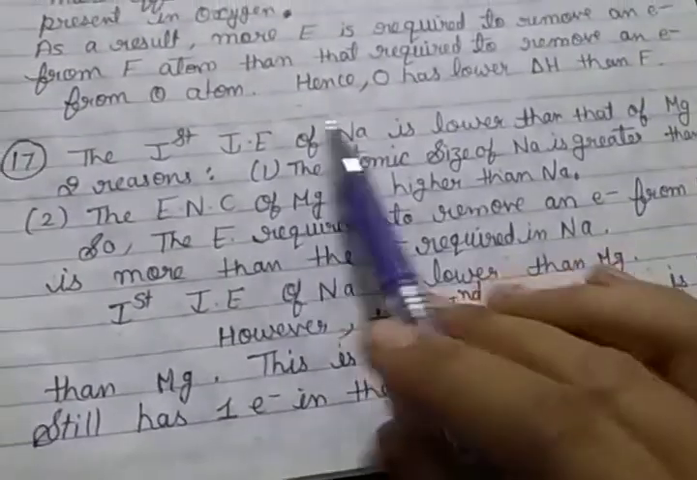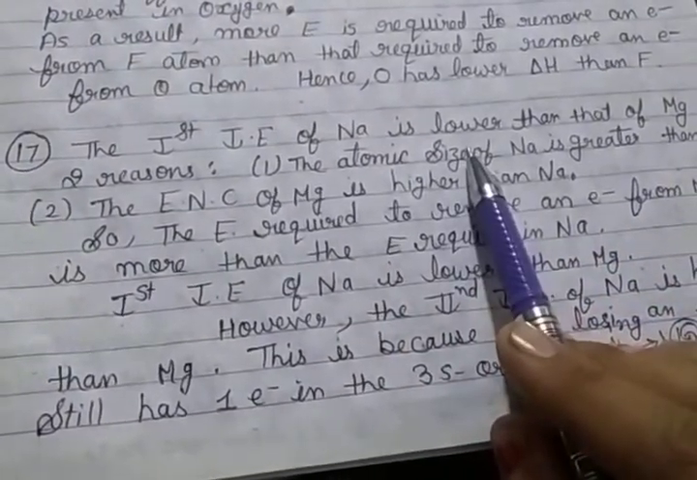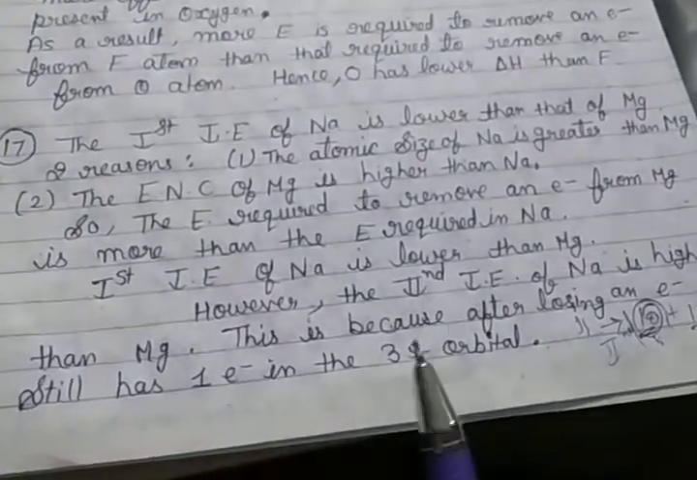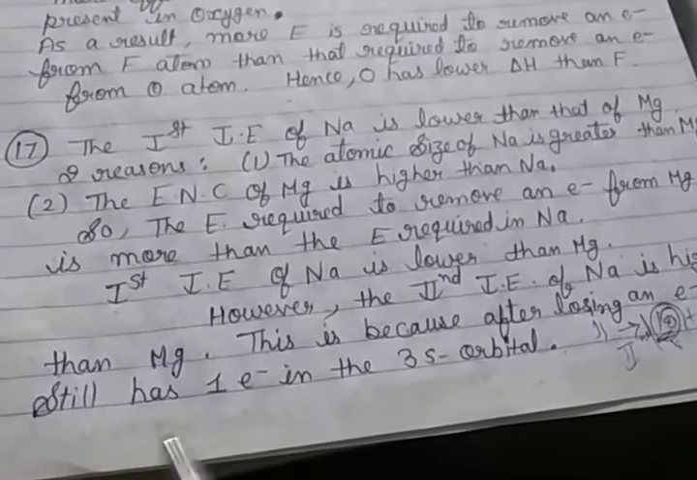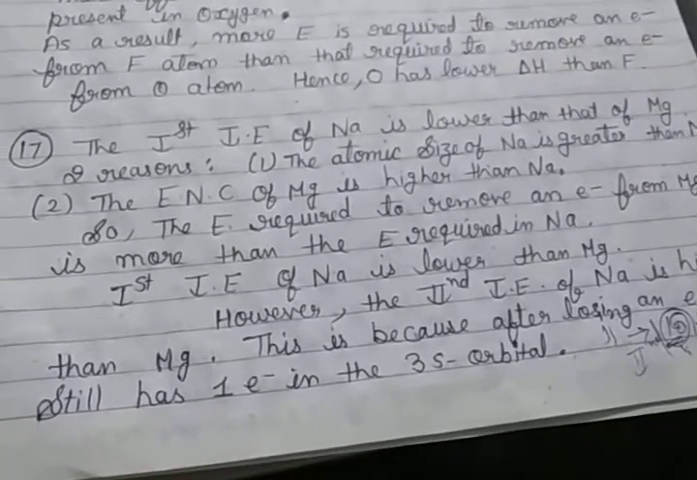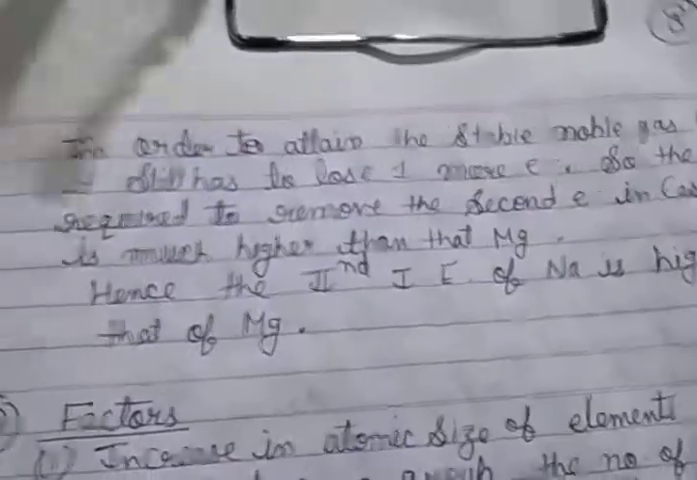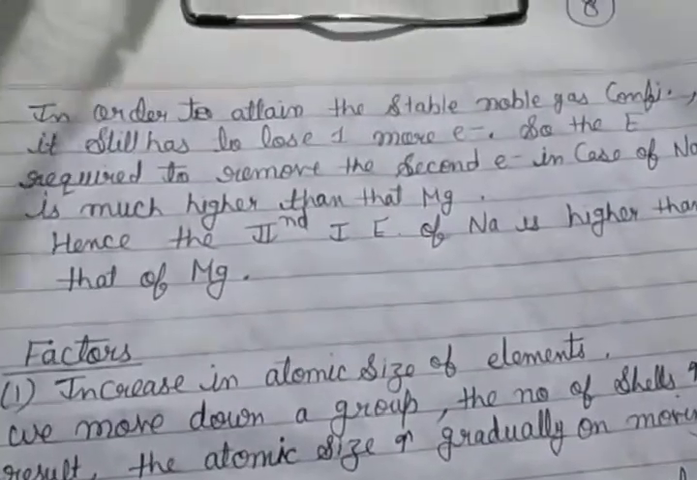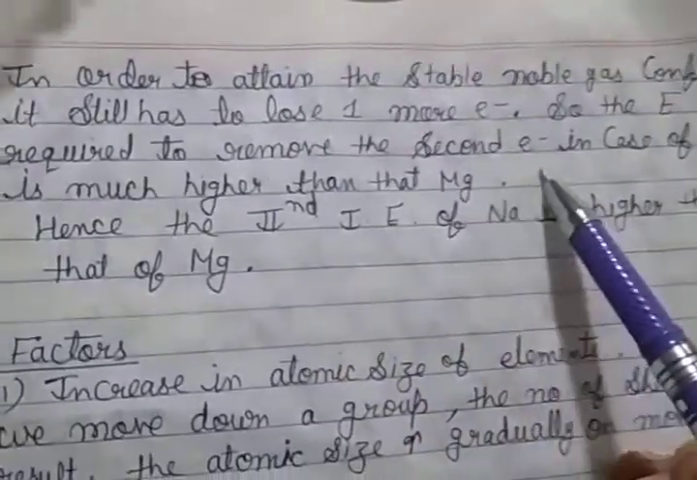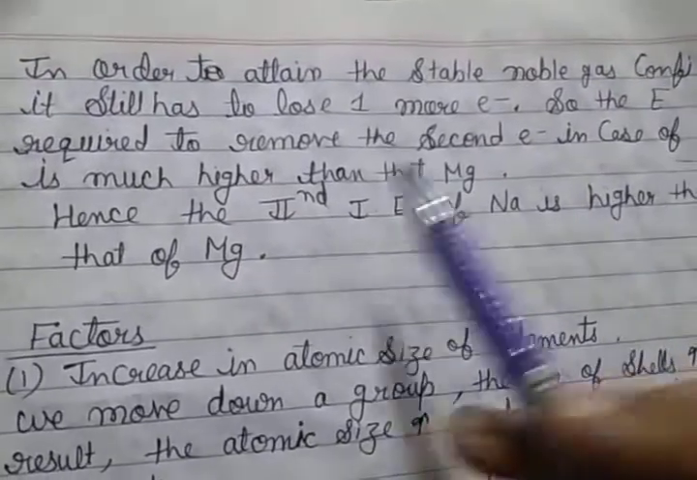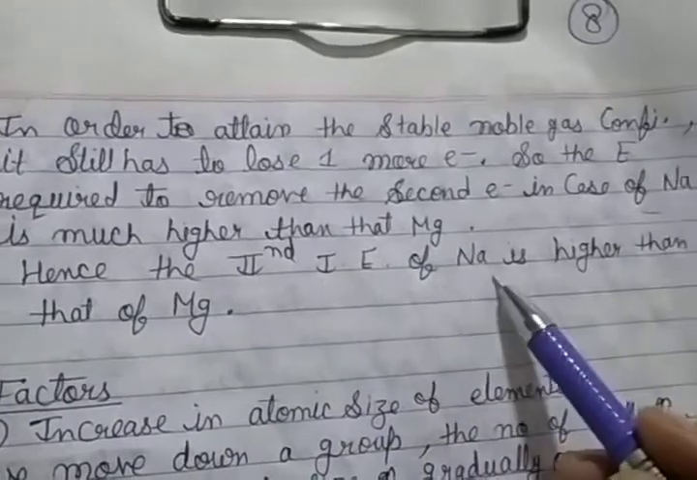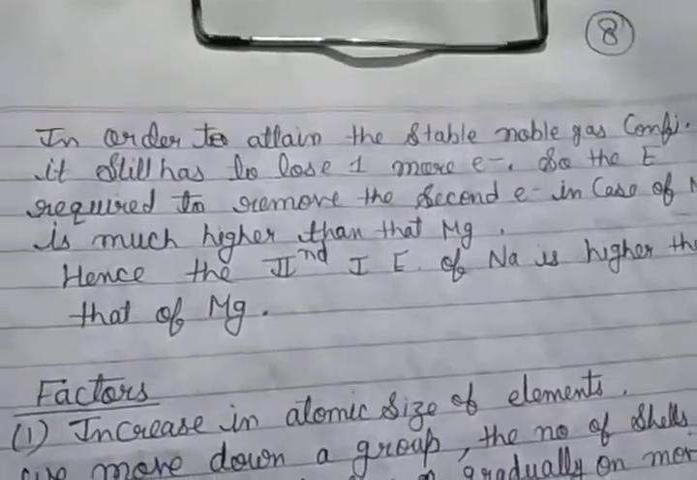So the first ionization enthalpy of sodium is lower, but the second ionization enthalpy of sodium is higher than magnesium, because after losing the one electron, it still has one electron in the 3s orbital. In order to attain the stable noble gas configuration, it still has to lose one more electron. So the energy required to remove the second electron in the case of sodium is much higher than that of magnesium. Hence the second ionization enthalpy of sodium is higher than that of magnesium.